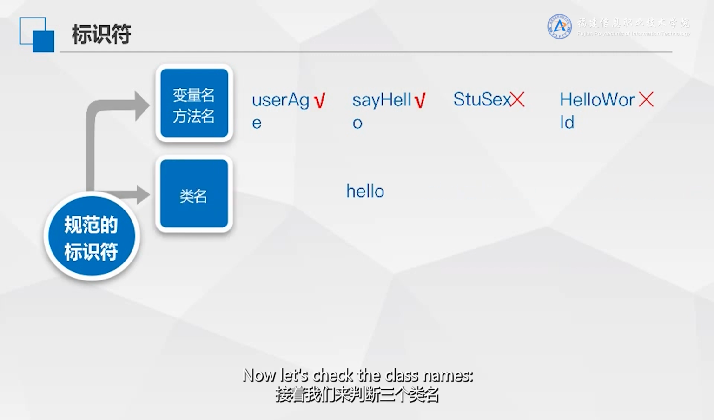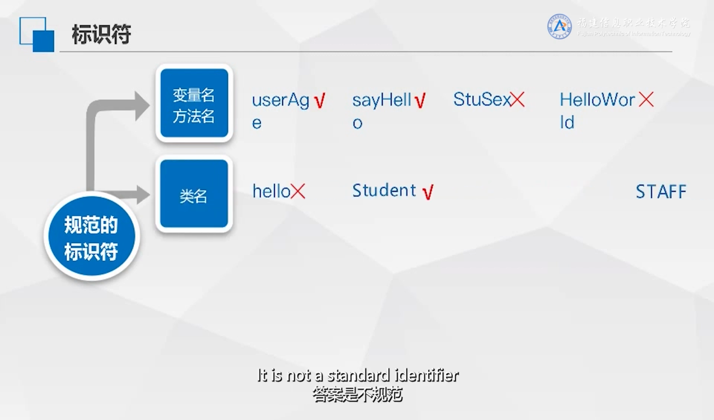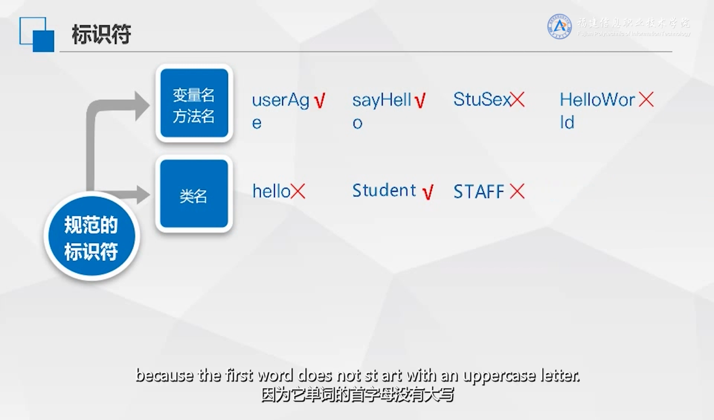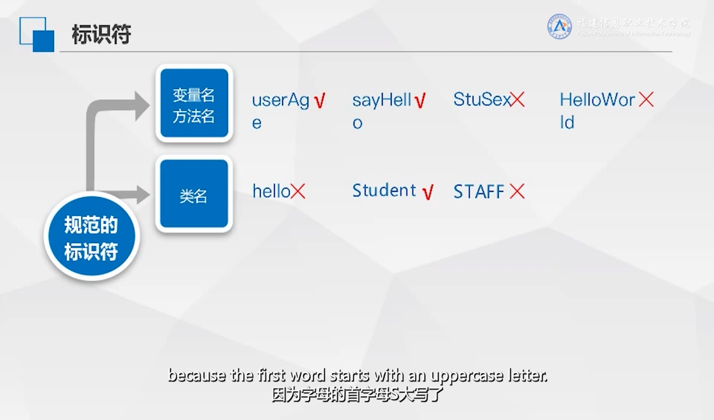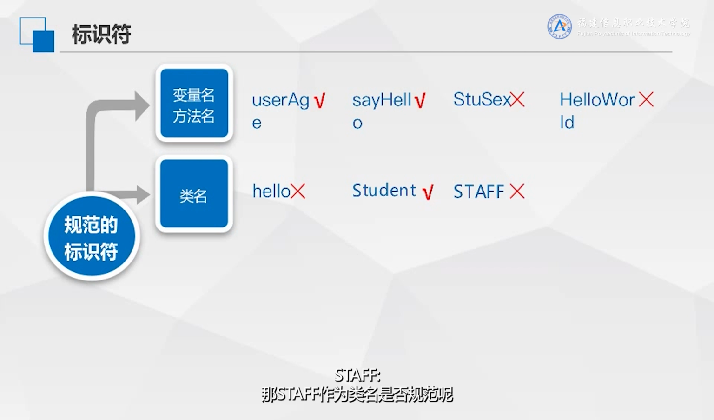Now let's check the class names. hello. It is not a standard identifier. Because the first word does not start with an uppercase letter. Student. It is a standard identifier. Because the first word starts with an uppercase letter. STAFF. It is not a standard identifier. Because all letters are uppercase.